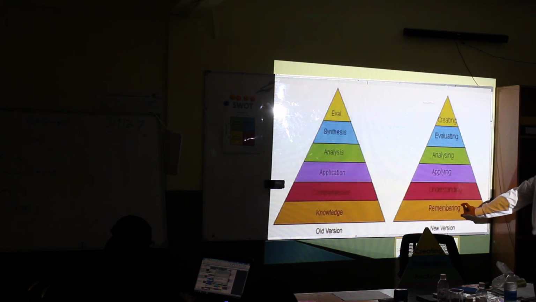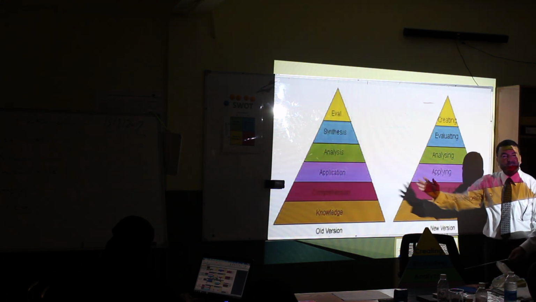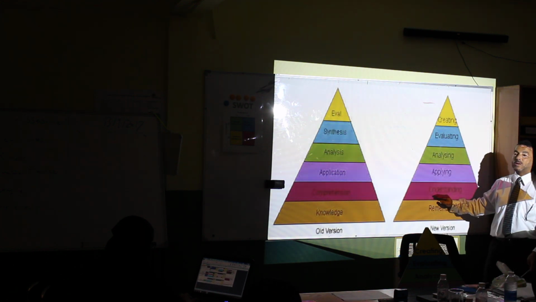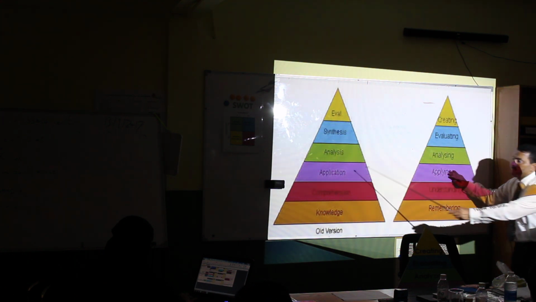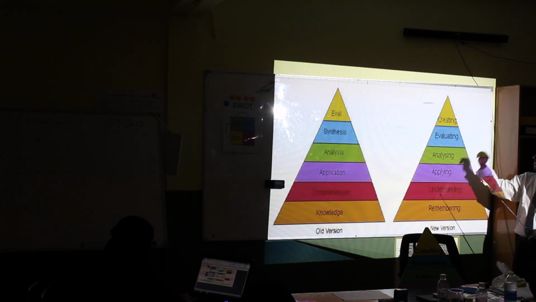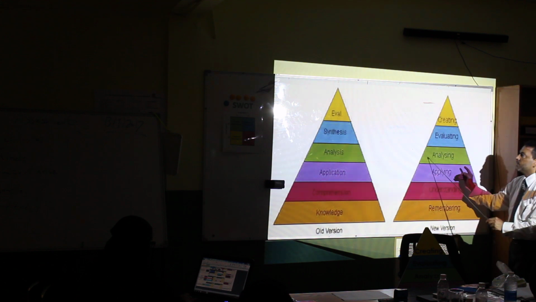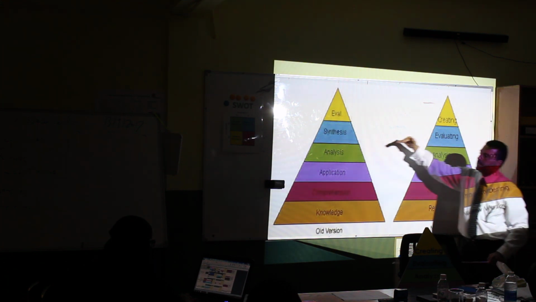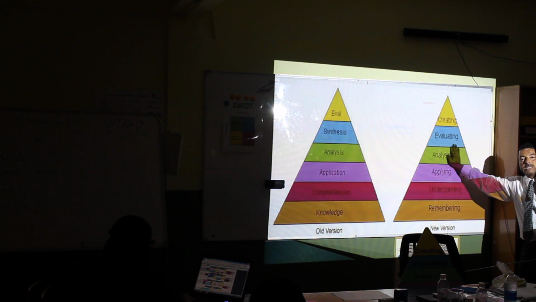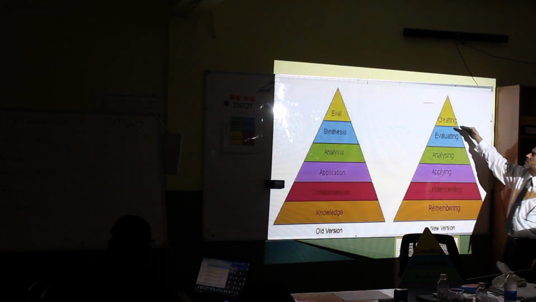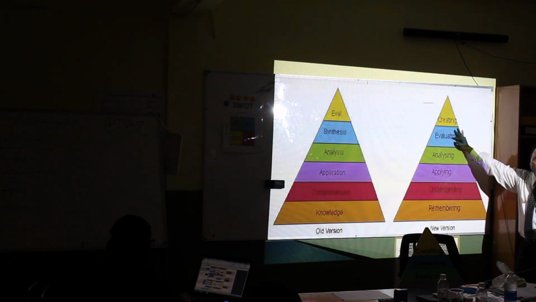They said the first level is to ask about remembering, then you ask about understanding. They modified the word, but the meaning is the same. When I ask about my student comprehension, I ask about my student understanding. Then they ask about applying, meaning application. They changed this one to analyzing, analysis. Then they changed synthesis into evaluating. We ask a question to evaluate our student performance. Then the highest rank of assessment, we ask about creating or creativity.